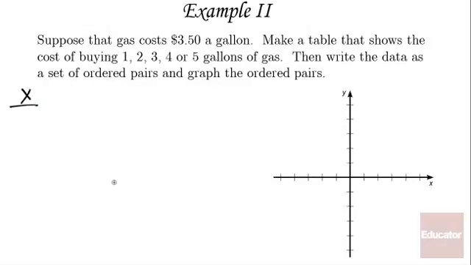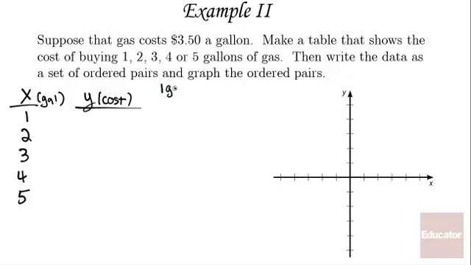So for my first set of values, for my x's, I am going to have the number of gallons: 1, 2, 3, 4, or 5. And then for my y value, I'm going to have the cost of that particular number of gallons. Since 1 gallon costs $3.50, I'm going to take the number of gallons and multiply by 3.50 to get y.